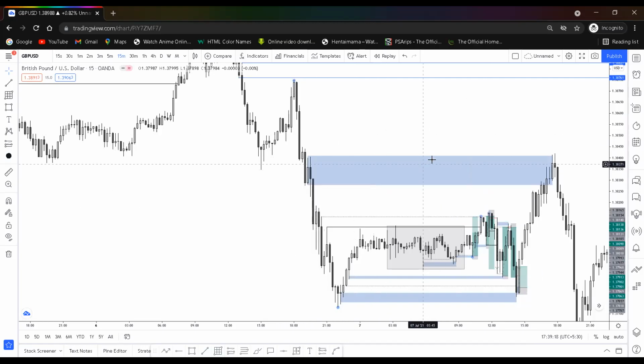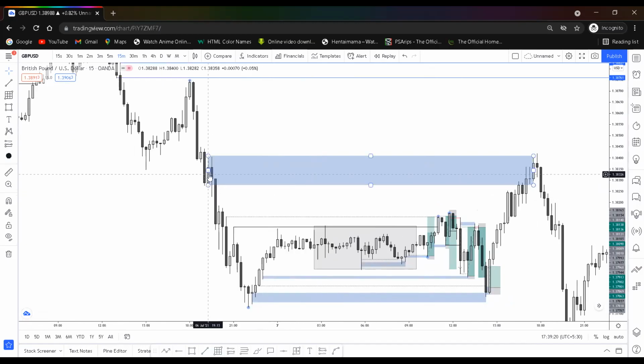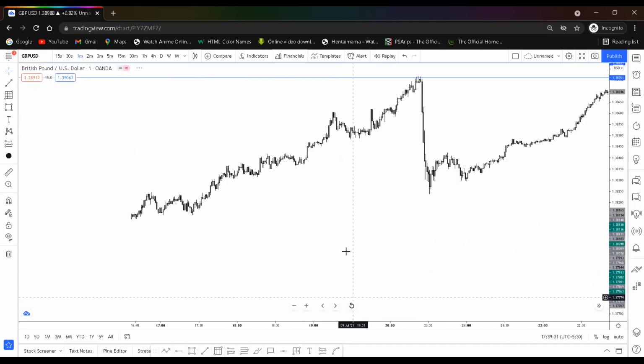You see this order block, a very clear order block. Now that is our trap, because I told you clear order blocks cannot be trusted. Okay, and let's go to the 1 minute.